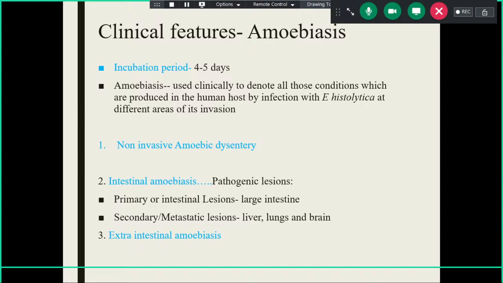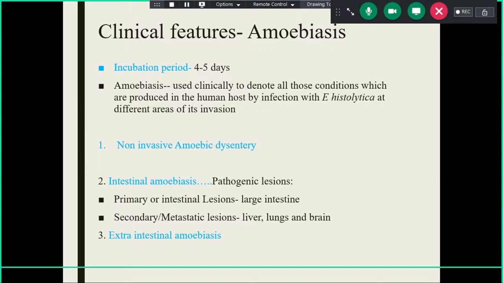Clinical features of amoebiasis. How does it present to you? The incubation period of amoebiasis is 4 to 5 days. What do you understand by amoebiasis? It is used clinically to denote all the conditions produced in the human body by infection with Entamoeba histolytica at different areas of its invasion. First, coming to non-invasive amoebiasis, which is nothing but amoebic dysentery.